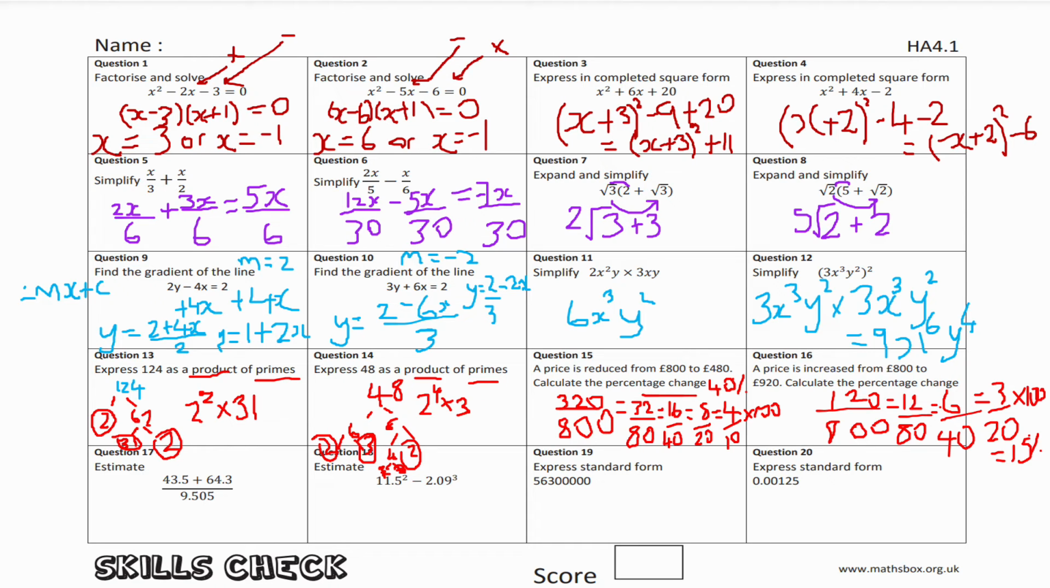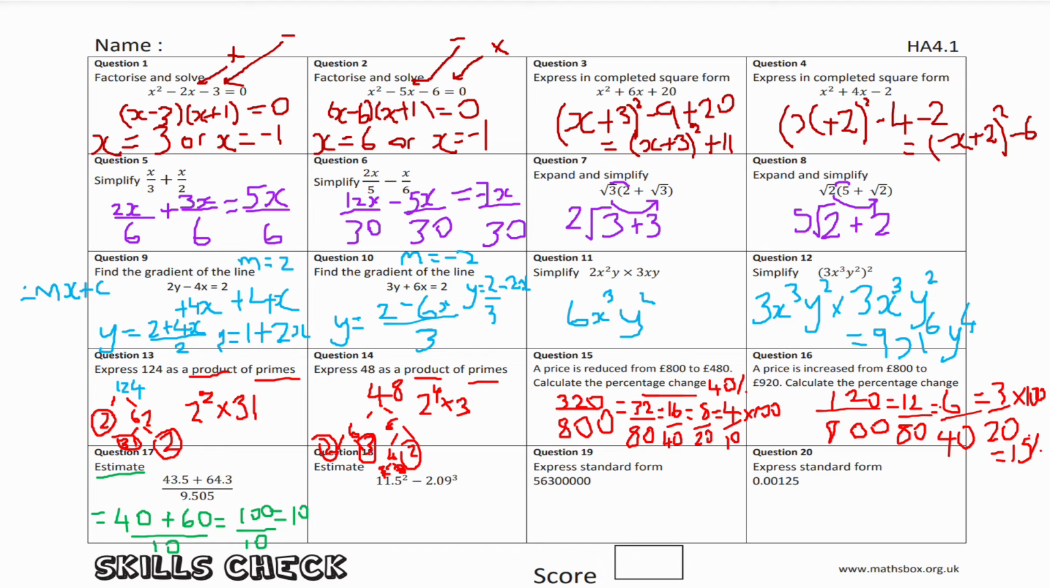This is question number 17, guys. Estimate this sum. Now, whenever you see the word estimate, you should be thinking rounding each number to one significant figure, so the nearest 10 essentially. So 43.5 is 40, 64.3 goes to 60, and 9.505 goes to 10. Rounding it to one significant figure, 40 plus 60 is 100. 100 divided by 10 is 10. So that is my answer for that one.